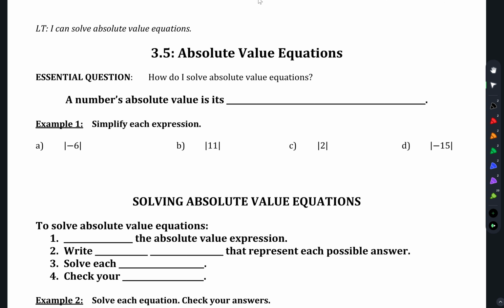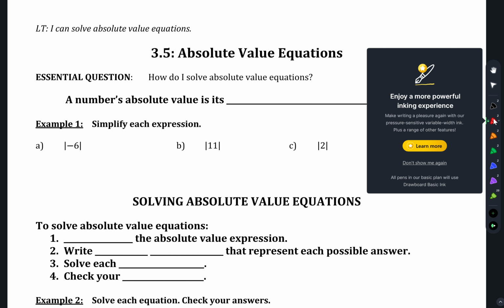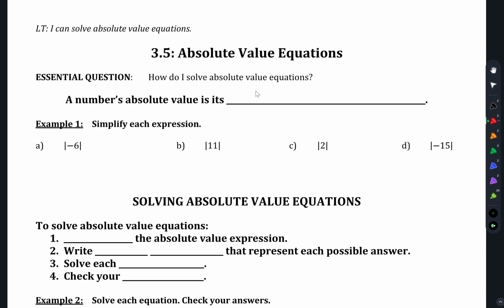3.5 is talking about absolute value. Have we seen absolute value before? Maybe once or twice, hopefully. Okay, so what is absolute value? Anybody know? Branson? Yeah, perfect. So really, by definition, absolute value means distance from 0.